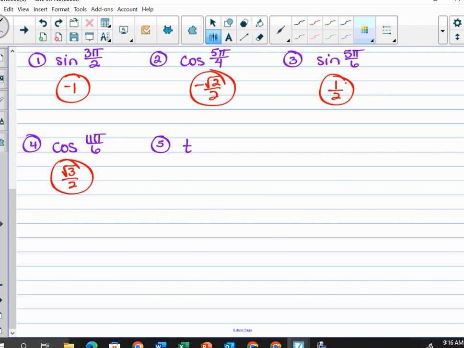How about tangent of 3 pi over 4? You have to think a little more when we get beyond just sine and cosine, because it's not just the x value or just the y value. It's both. It's not the y over the x? It is y over x, yes.